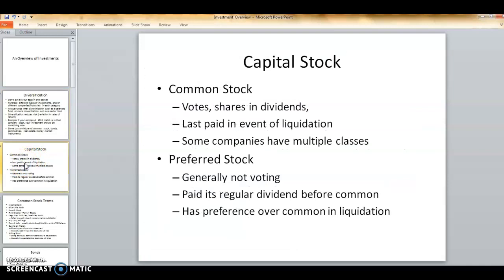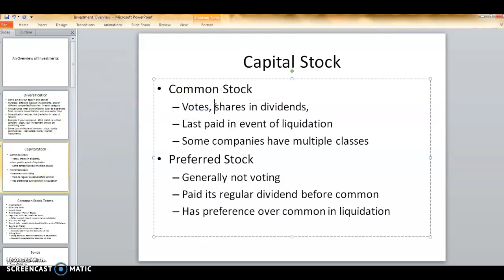First type of investment is capital stock. Capital stock would include common stock and preferred stock. All for-profit companies have to have common stock. Now we're going to be really talking here about publicly traded companies, right? All shares of common stock have the right to vote for management of the company. They have the right to share in any dividends declared. They also have the right, if the company liquidates, to share in the liquidation.